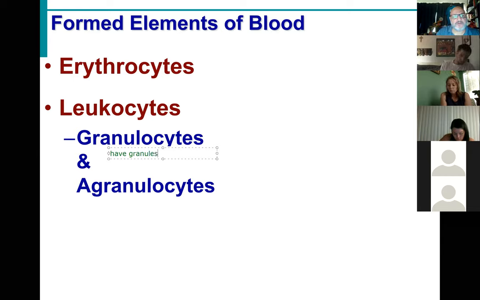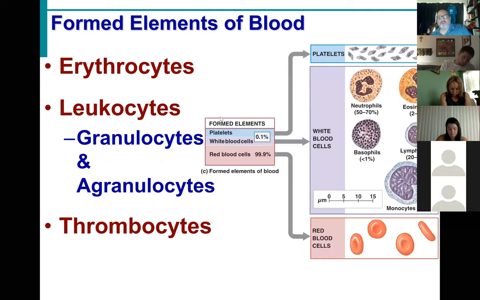Granules. Excellent. And agranulocytes do not have granules. Excellent. And then, as we also mentioned, are thrombocytes, those cell pieces. So here we see the different ones of those. And again, there are five main types of leukocytes that fall into one of those two categories, granulocytes or agranulocytes. We will talk about those in the next class.